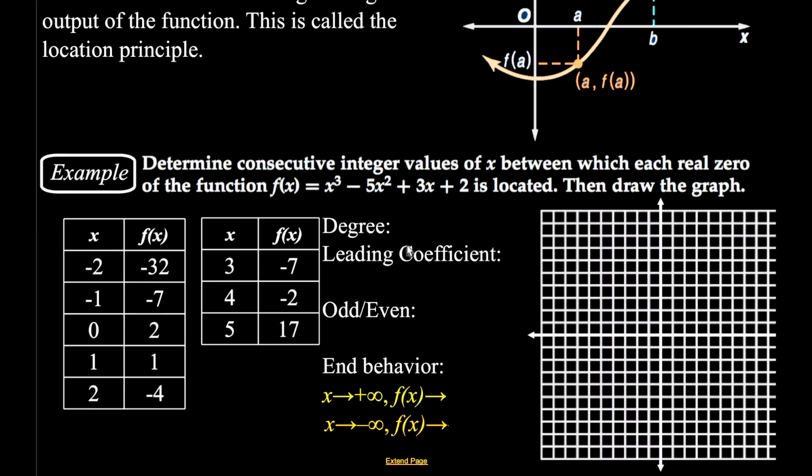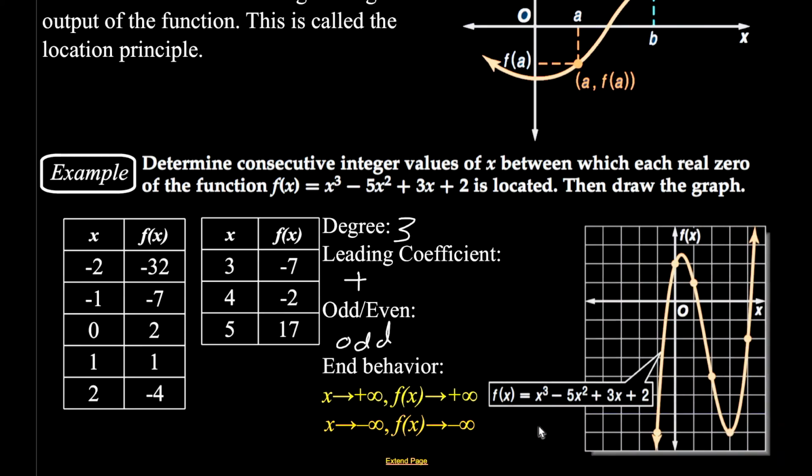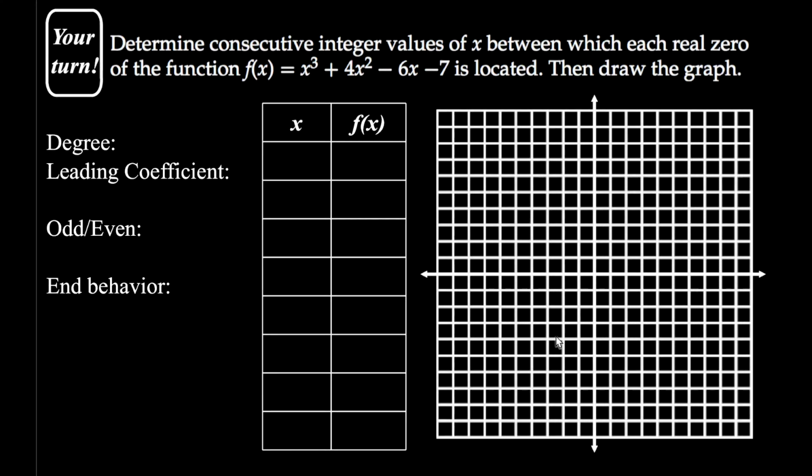The degree on this one is 3. That's the highest exponent. The leading coefficient is positive. 3 is an odd number, so this is an odd function. And my end behavior, as x goes to positive infinity for an odd polynomial with a positive leading coefficient, this should go to positive infinity, and as it goes to negative infinity, it also goes to negative infinity. And then plotting your points, you end up with a graph that looks like this. Here's another one for you to try.